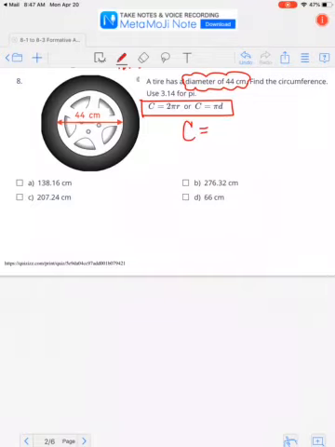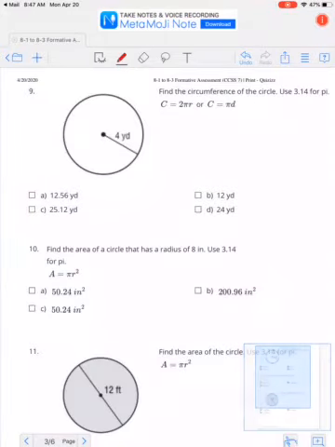So I'm going to do C is equal to 3.14, and I'm going to multiply that by 44. So if we do 3.14 times 44, that gives us a total of 138.16. Remember, for circumference, it's just whatever our unit was. It's not squared or cubed, so centimeters. So that would be letter A. So 138.16 centimeters.